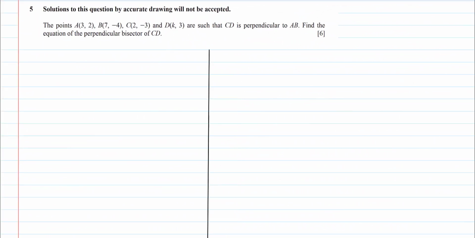Question 5. We're given these points here, A, B, C, and D, and we're told that the line CD is perpendicular to AB, and we need to find the equation of the perpendicular bisector of CD. So the gradient of the perpendicular bisector of CD, well, that's just going to be the gradient of AB, and to find the equation of that line, we're also going to need to know the midpoint of CD. So we're going to need to find K to help us do that.